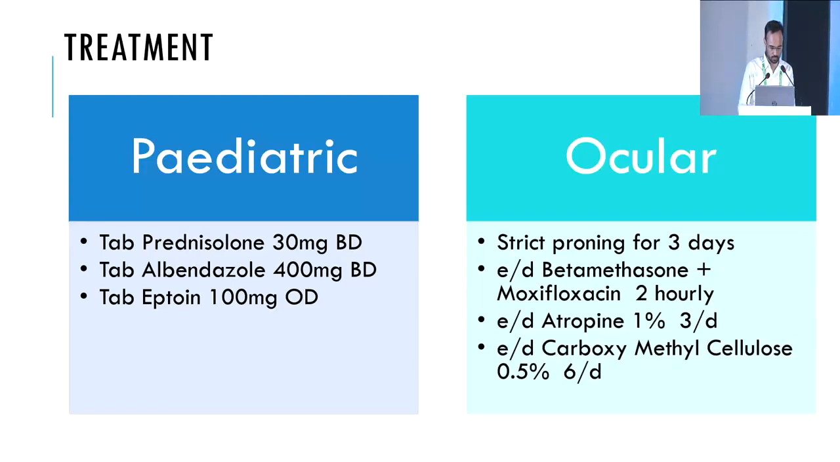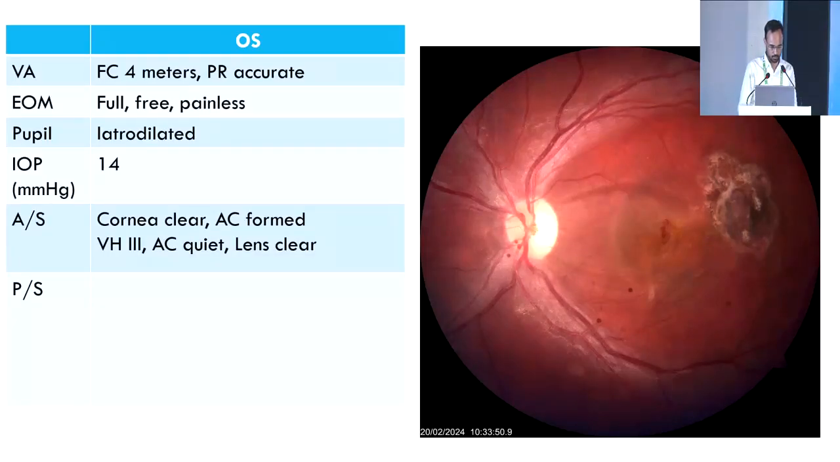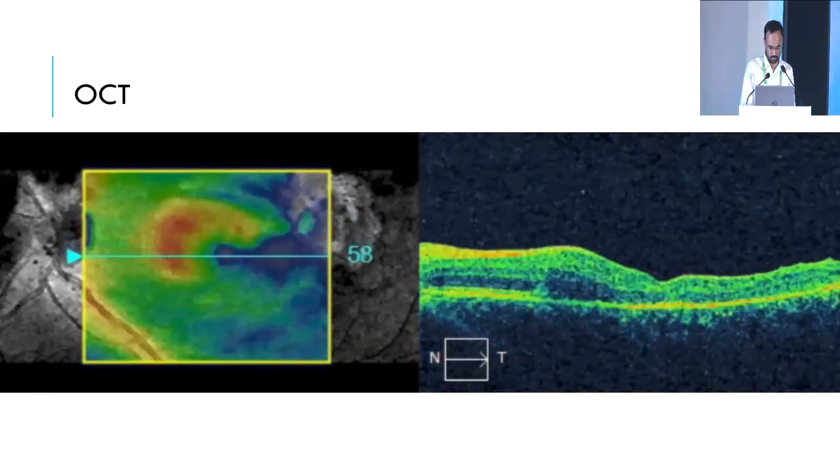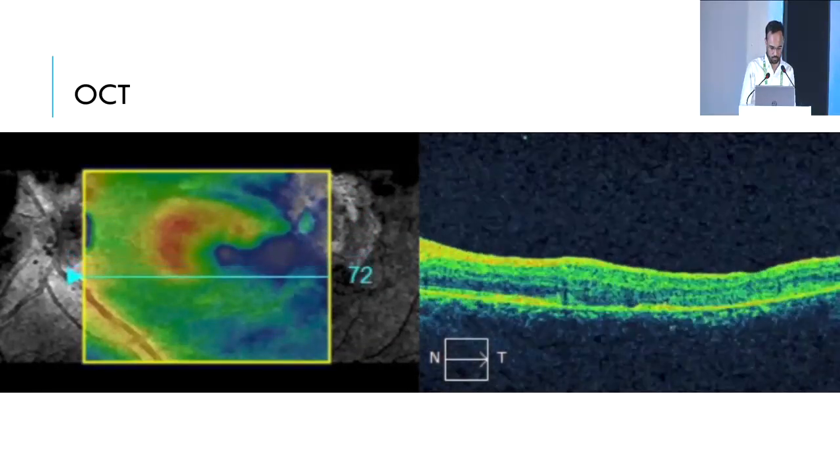He was given eye drops betamethasone plus moxifloxacin 2 hourly, atropine 3 times per day, and carboxymethylcellulose 6 times per day. Post-op, 1 month later, his vision was finger counting 4 meters. The anterior segment was within normal limits, and the posterior segment showed a discolored central retina with a superficial hemorrhage and a chorioretinal scar temporally at the region of diathermy. This is the OCT finding showing macular edema. The macular hole seems closed and an intact RPE.